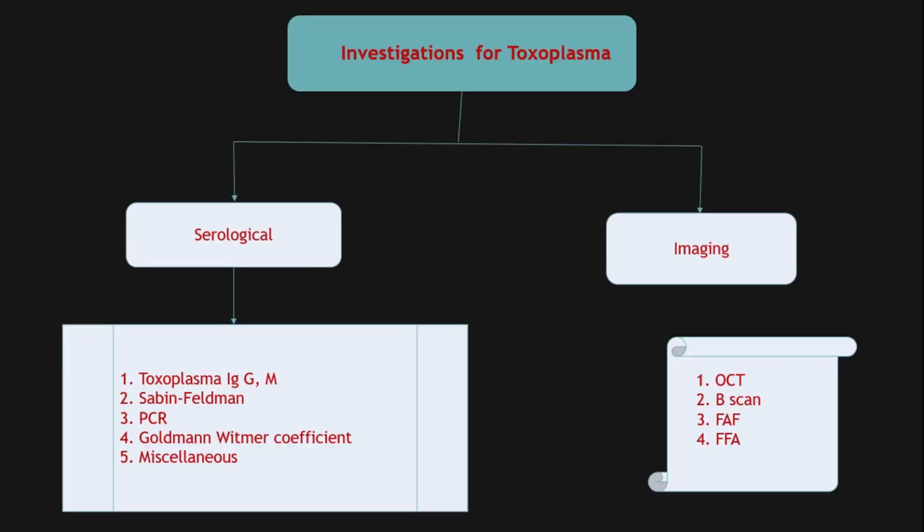So what are we going to do? As a clinician, what are you going to do? We are going to think in these two dimensions, serological tests and imaging tests. Serology, we know all these things. Toxo test, IgG, IgM, Sabin-Feldman is of academic interest. PCR is really a troubleshooter. And Goldmann-Witmer, again academic. And of course, there are miscellaneous tests as well. Imaging, OCT, B-scan, autofluorescence, and FFA are going to be really, really helpful.